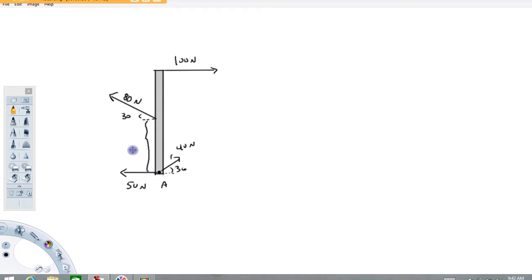Distances here. We're going to assume this is a 1 meter distance and a 0.8 meter distance in this example. All right, what we are going to do now is calculate the net torque about this point that I labeled point A.